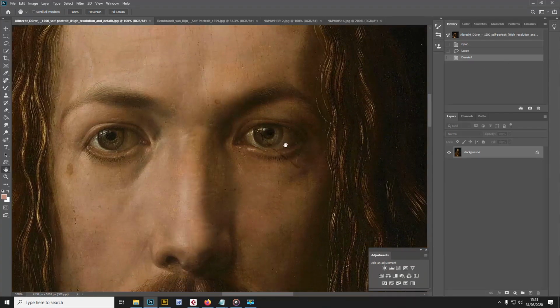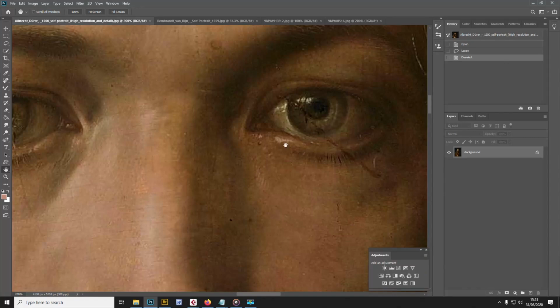On the other eye, we do have some slightly unfortunate marks on this painting, but again we can see that Dürer's gone to considerable trouble to render this complex reflection.